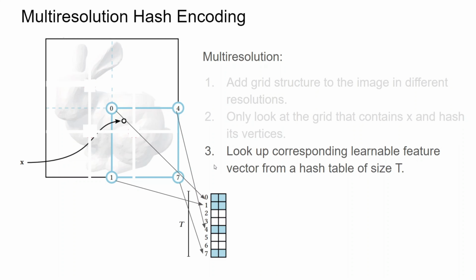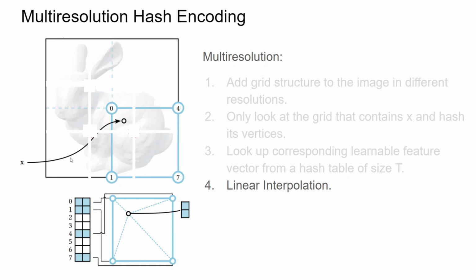And the next step is to look up corresponding learnable feature vectors from a hash table of size t. Since these integers represent the index to the hash table, we'll look up the learnable features stored inside this hash table. And then to get the actual features for your input x, we want to do linear interpolation of the features at the 4 corners. The linear interpolation is done by weighing the features of the 4 corners by the distance to the input position x. So weighing these by this distance, weighing this by this distance, and so on and so forth.